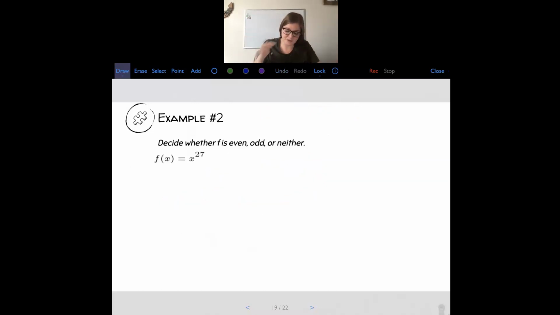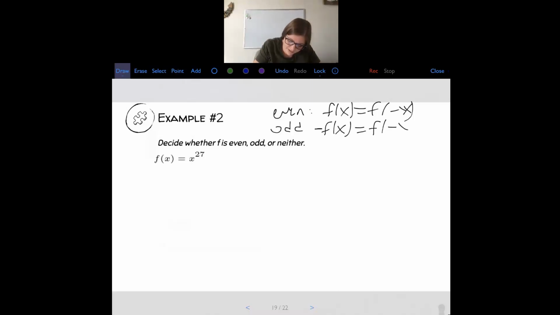Okay. Example 2, decide whether f is even, odd, or neither. For both tests, remember a function is even if f of x is equal to f of negative x, and it's odd if negative f of x is equal to f of negative x. So for both of these tests, you're finding f of negative x. So f of negative x is equal to negative x to the 27th power. You could write this out 27 times, but since it's an odd power, we're going to end up with a negative x to the 27th. So in this case, it doesn't equal f of x. So this function is not even.